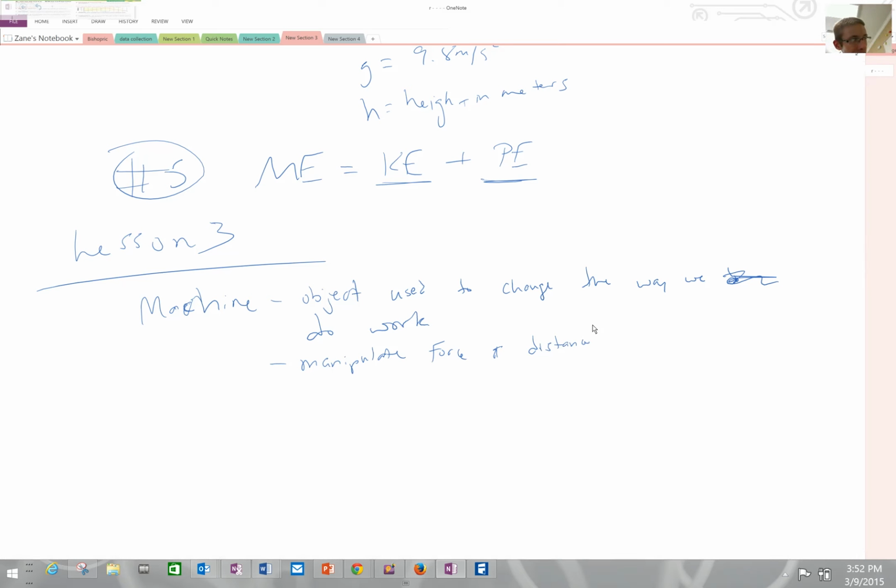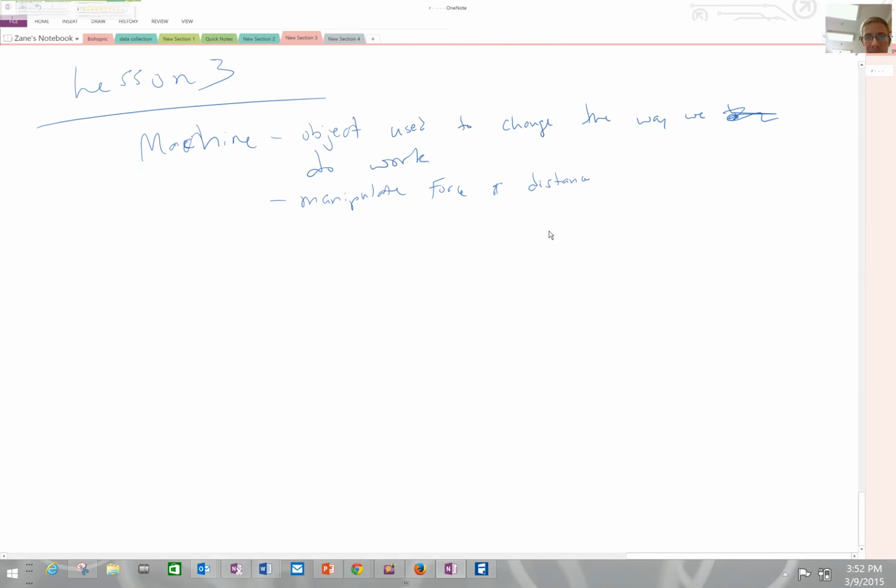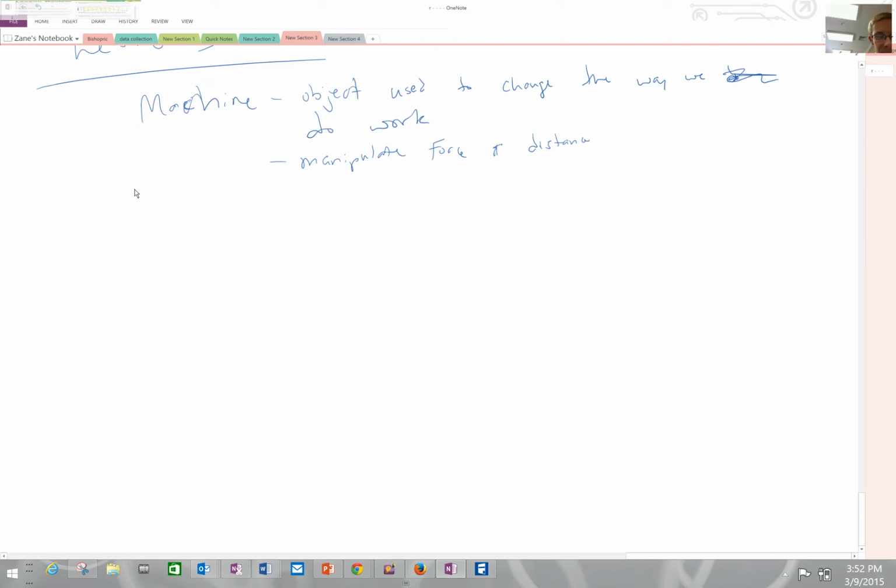It's going to take the exact same amount of work to lift a couch into a truck that it would to push a couch into a truck with a ramp. But if we're lifting, we're applying a greater force on the couch over a short distance. If we use a ramp, we're applying less of a force over a greater distance. Okay? But all machines do is manipulate how we use force and distance. Whenever we talk about machines, we always like to talk about their mechanical advantage.